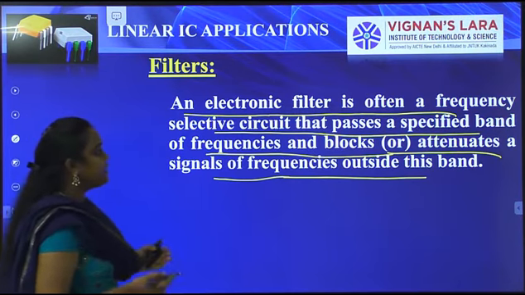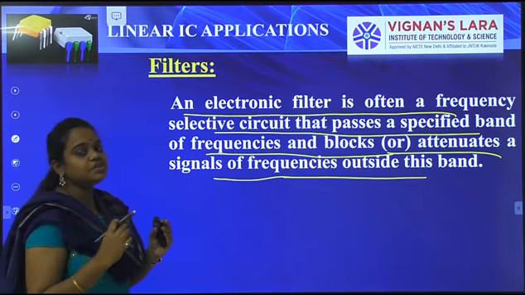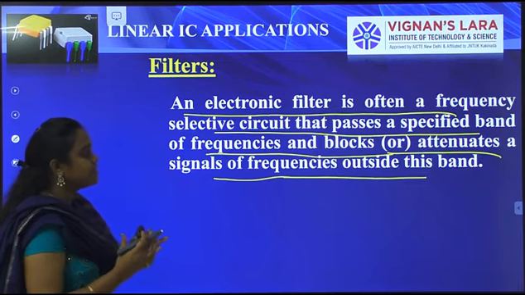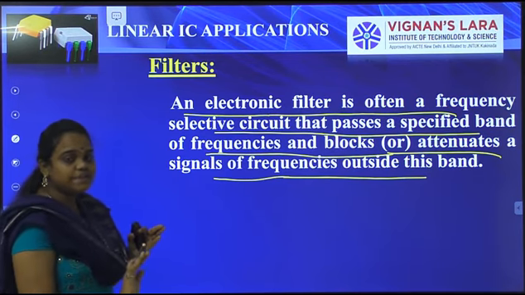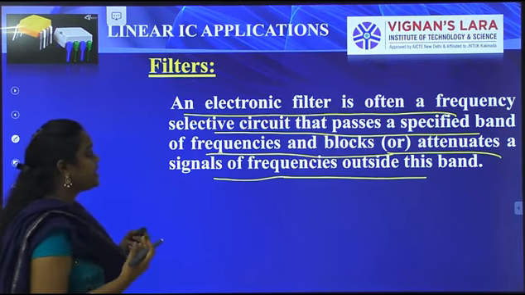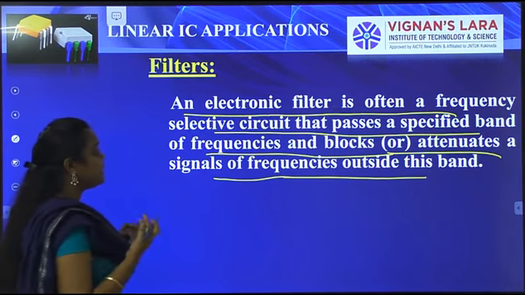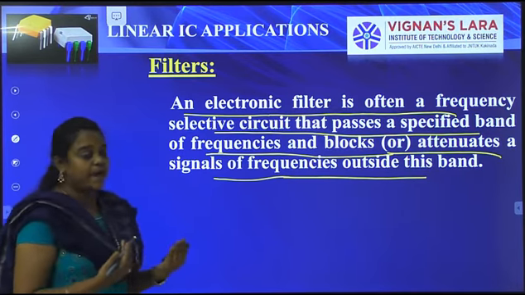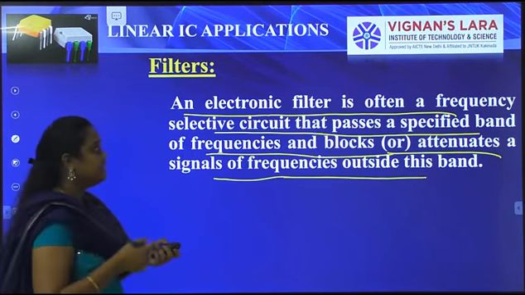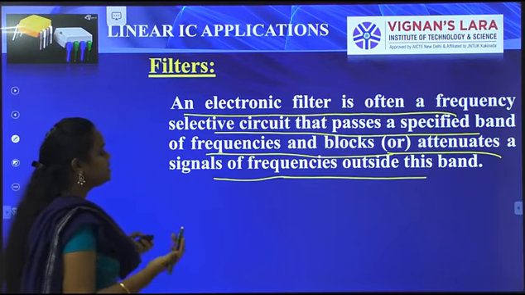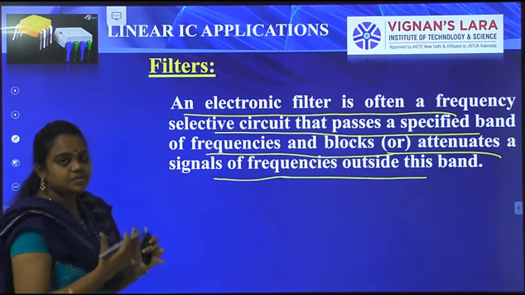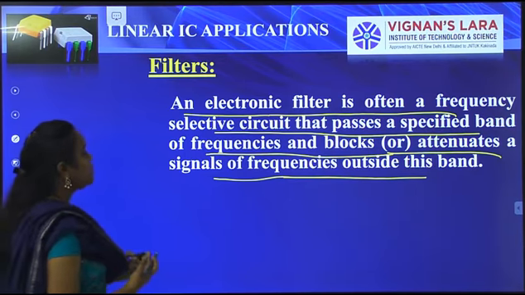Here, the filter allows only that particular band of frequencies which is required by us. Only that band is allowed, and the other frequencies which enter are blocked or attenuated. So an electronic filter is simply a frequency selective circuit that passes a specified band of frequencies and blocks or attenuates the signals of frequencies outside this band. It allows only a certain range of frequencies and stops the other bands of frequencies, so it is called a filter.